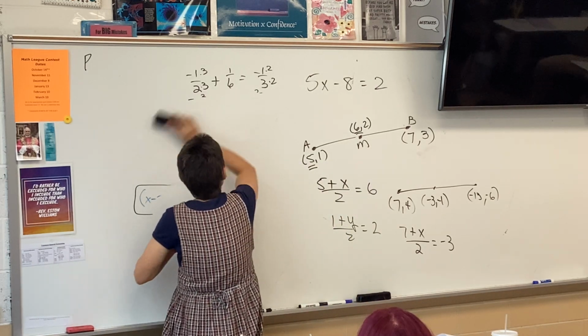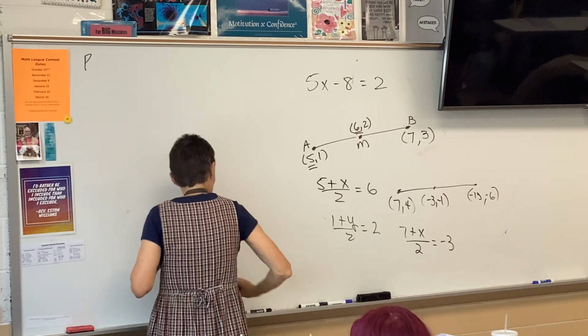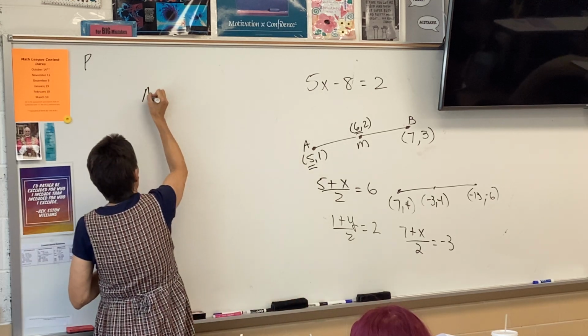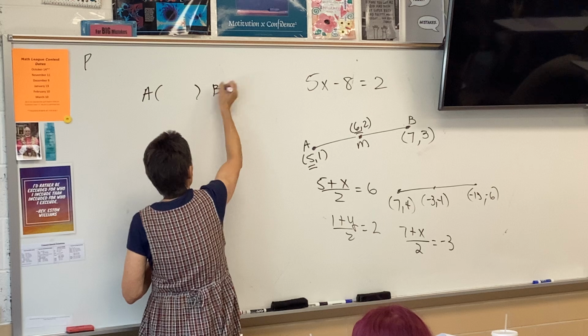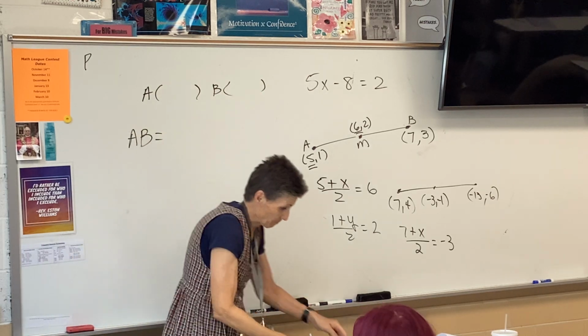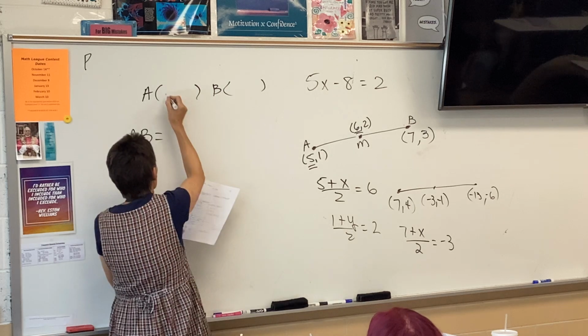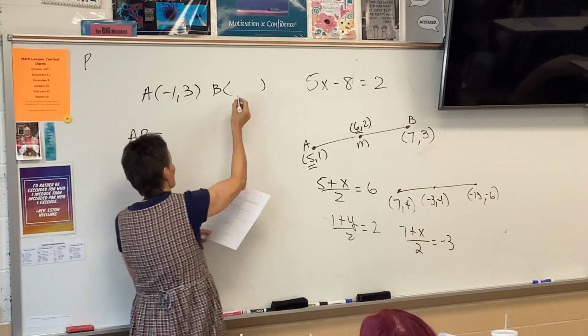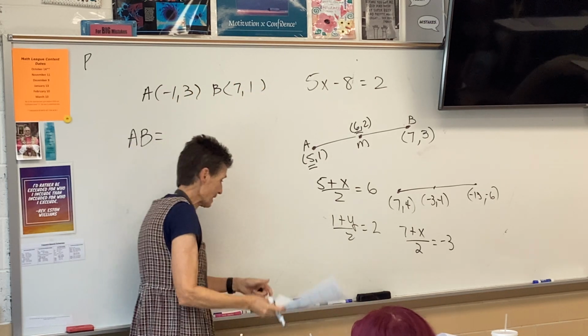What we mean by AB. So we got a point, we got a couple of points, A and B, and we're gonna find AB. Does anybody have any idea what that means? You wanna take a guess? What do you think that means?